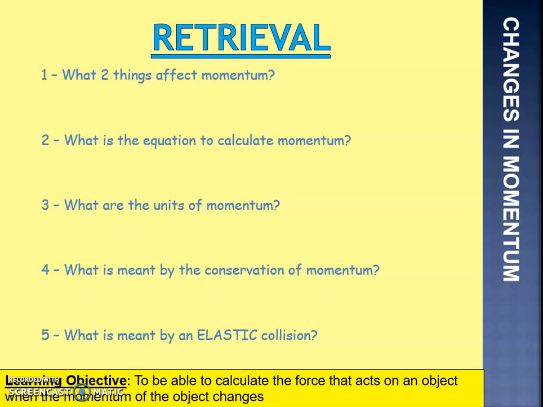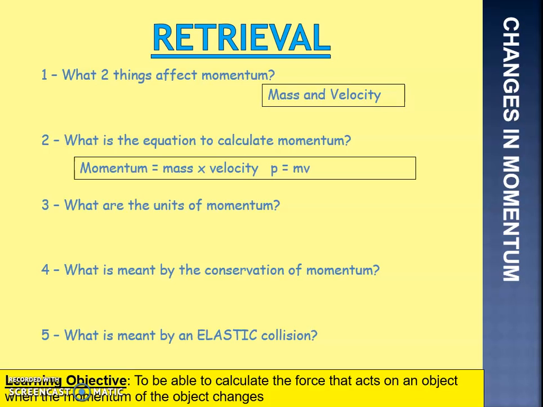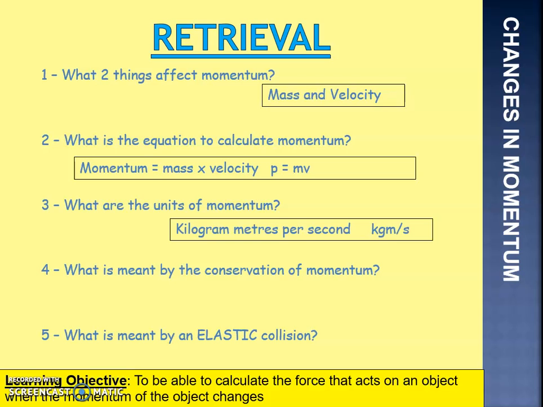Okay, then question 1. What two things affect momentum? Mass and velocity will affect momentum. What's the equation to calculate momentum? Momentum is mass times velocity, or p equals mv. What are the units of momentum? It's measured in kilogram meters per second, or kgm/s.